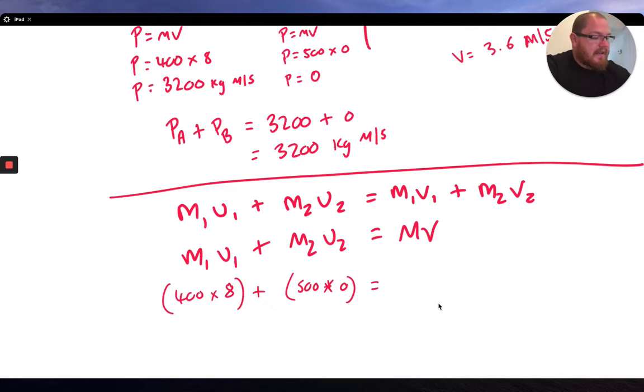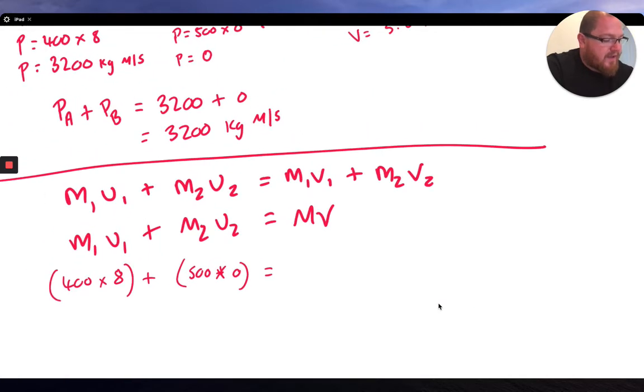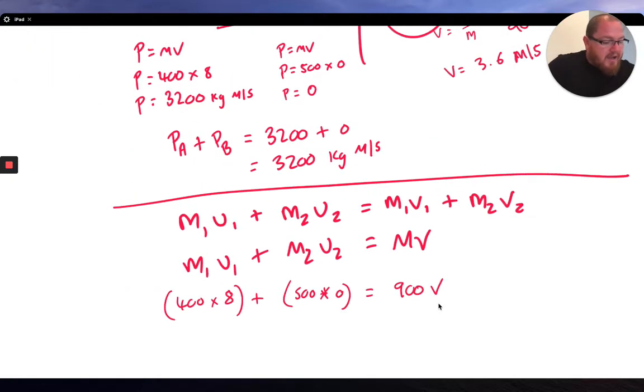Okay, and then I've got my mass when it was combined, it was 400 plus 500, wasn't it? So it was 900, and then v, because I don't know v. The question's asking me what the velocity is after they move off. And you can see the link here, 400 times 8, I've got 400 times 8 there. I've got 500 times 0. So you're just doing it in a different method.